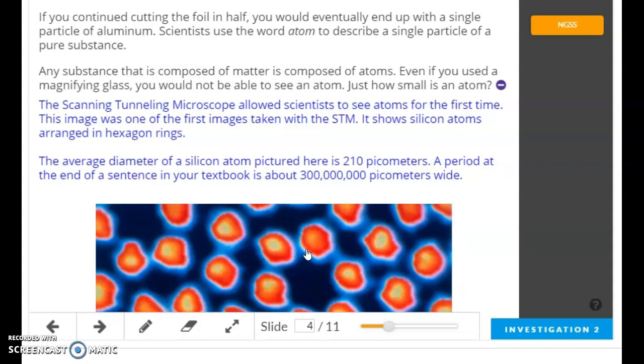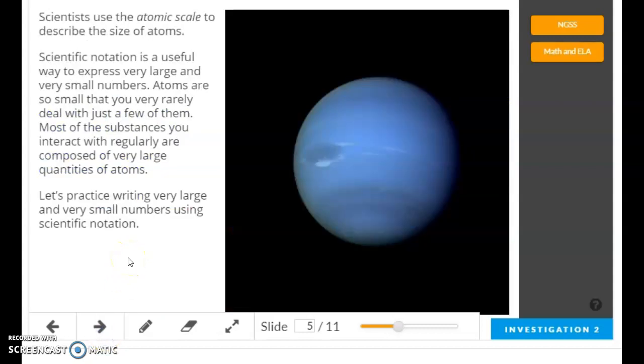Let's think about this. A period at the end of a sentence, like right here, in your textbook is about 300 million picometers wide. So 210 compared to 300 million is a big difference, right? So that means this atom is very, very, very tiny. Scientists use the word atomic scale to describe the size of atoms. Think about it, they're so tiny.